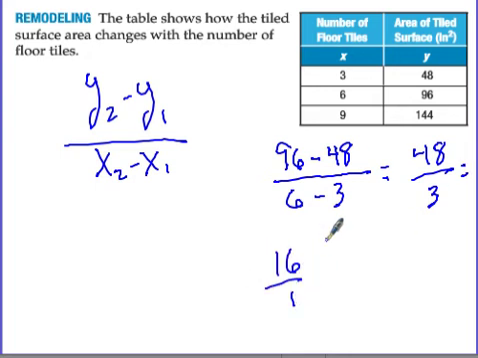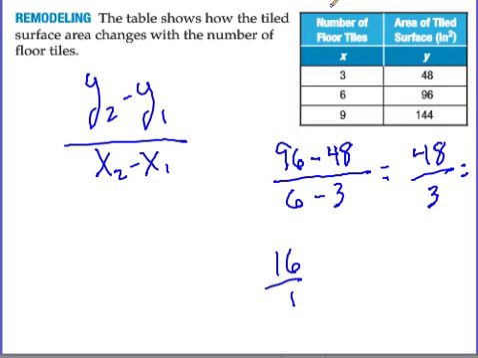16 over 1. Now, what does it mean, Harley? That every tile covers 16 inches square. That's right. That's exactly it. Each tile is 16 square inches.